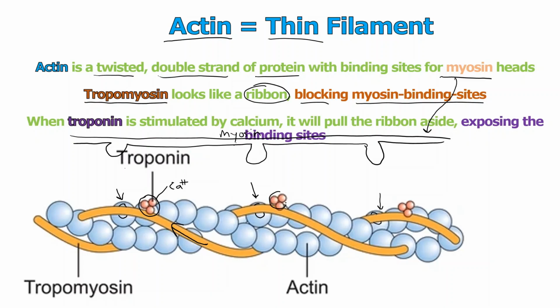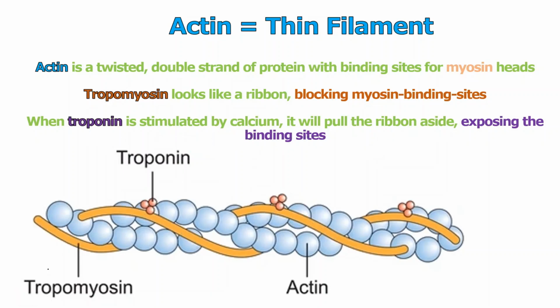And this one would get stimulated by calcium, and it would shift this ribbon out of the way. And when the ribbon is shifted out of the way, it exposes those binding sites. So there's the first picture you're supposed to get of this. We'll put it all together later in a more formal talk. But this is going to be called the sliding filament theory, where actin slides over myosin.